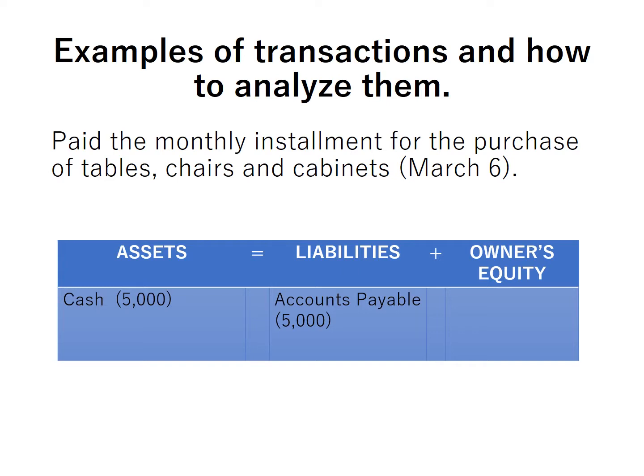What is the effect of the transaction to cash? There's a payment, so cash will decrease by 5,000 pesos. So since it's a payment of a payable, accounts payable will be decreased by the same amount.